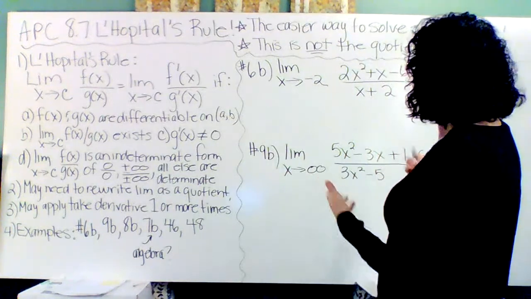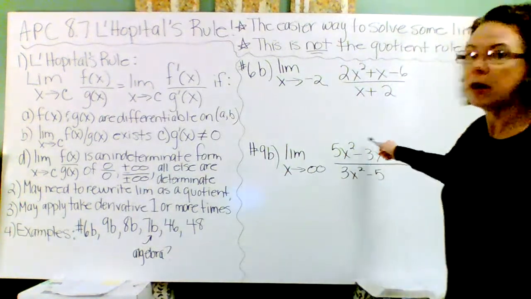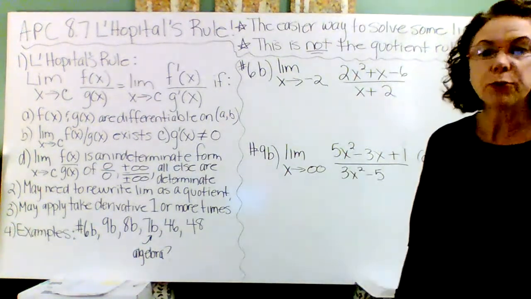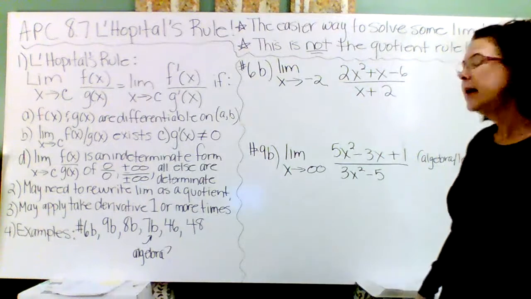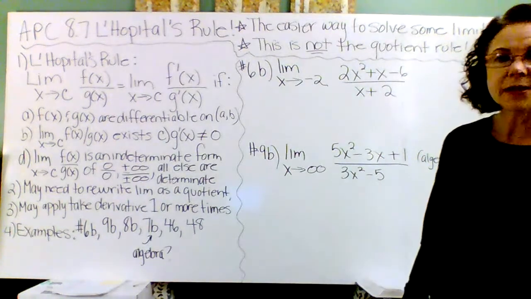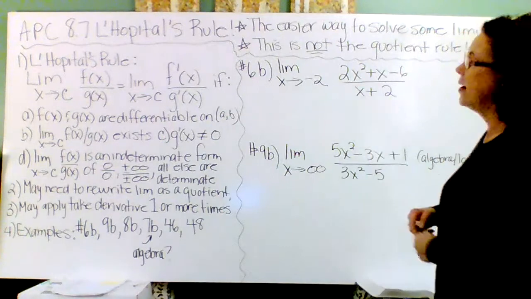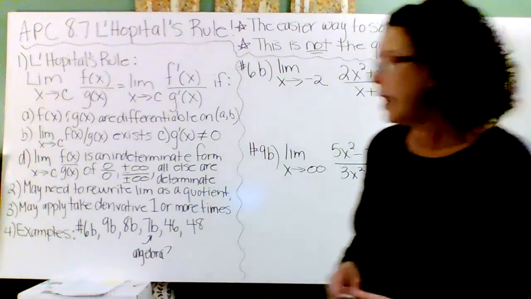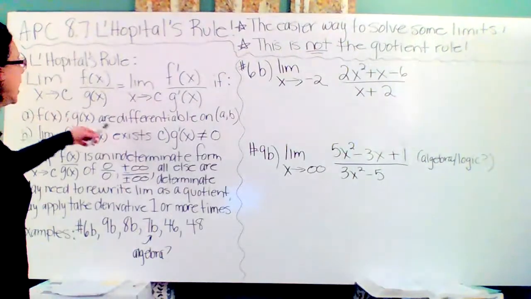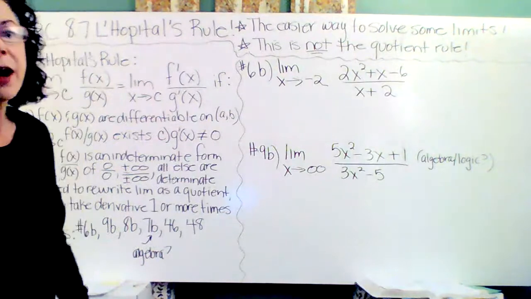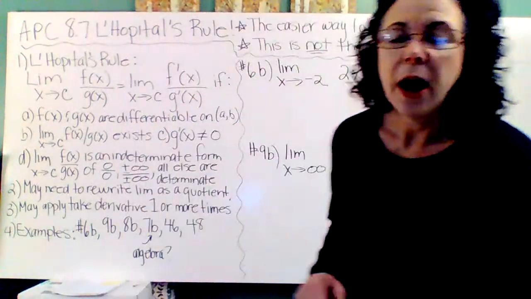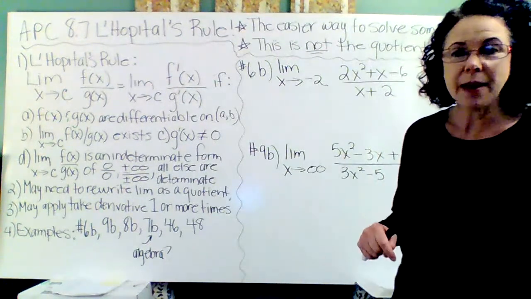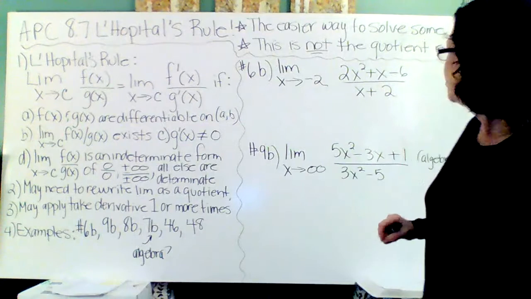What I mean by that is there were limits that we solved using algebra or logic, or rationalizing the numerator, things like that. Turns out on some limits, there might be an easier way, and that would be by using L'Hopital's rule. Even though this rule has a quotient in it, and it also has derivatives in it, we are not using the quotient rule. We will be taking the derivative of the numerator and the denominator separately to use this rule.